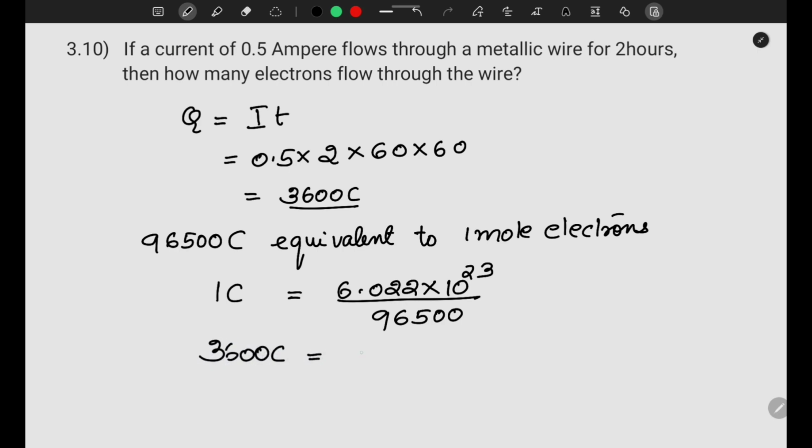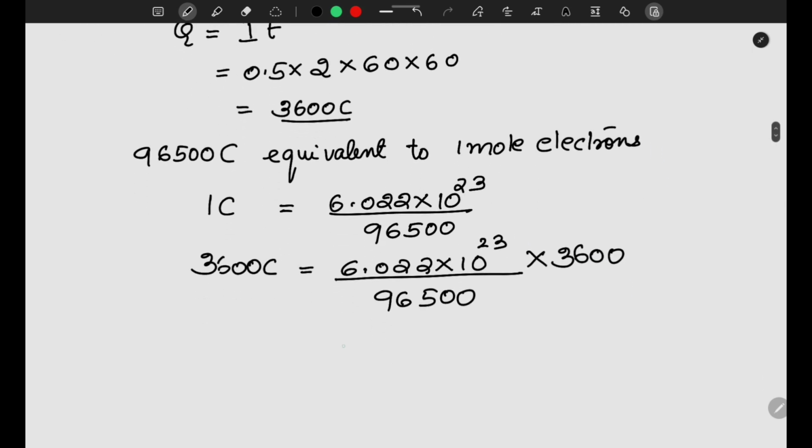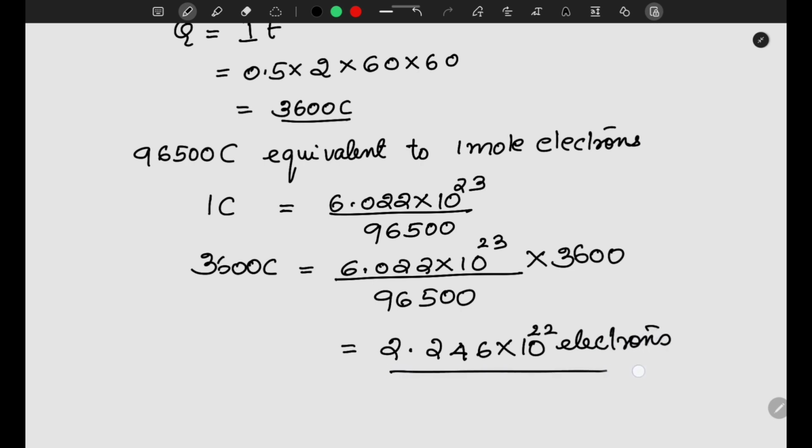That is, we have 3,600 coulomb, so that is equal to 6.022 into 10 raised to 23 divided by 96,500 into 3,600 electrons. So when we simplify this, we will get 2.246 into 10 raised to 22 electrons. This is the number of electrons passing through the metallic wire.